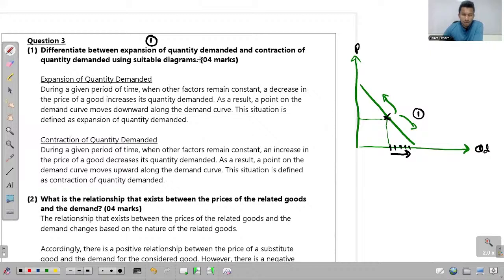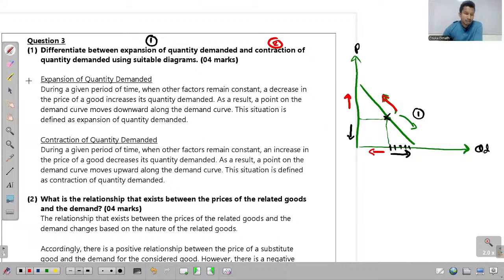For this expansion to happen, the price of the good should decrease, because then only QD will increase. We learned that under the law of demand, when price decreases, QD increases, so the point moves downwards, and that we recognize as expansion of quantity demanded. And when the opposite happens, for example, when the price increases, QD decreases, and the point on the demand curve moves upward, and that we recognize as the contraction of quantity demanded.